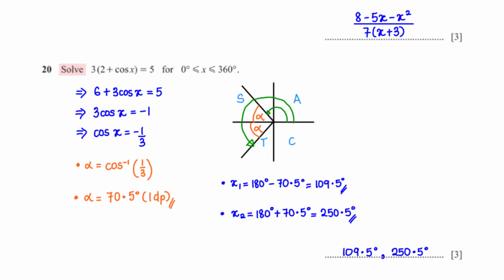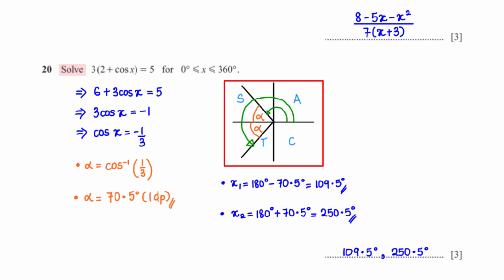Now we need to find the reference angle alpha, which will allow us to find all the possible values of x in the given range. To get the value of alpha, we take cos inverse of the positive value of negative 1 over 3, which is 1 over 3. When we type this into the calculator, we get 70.5 degrees rounded to 1 decimal place. Now that we have the value of alpha, we need to draw the quadrants.